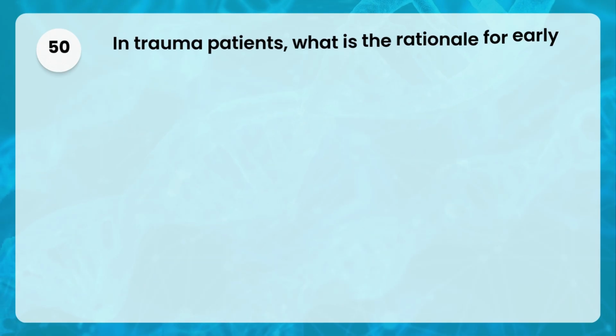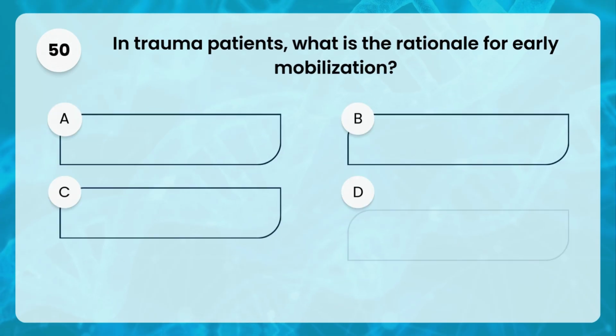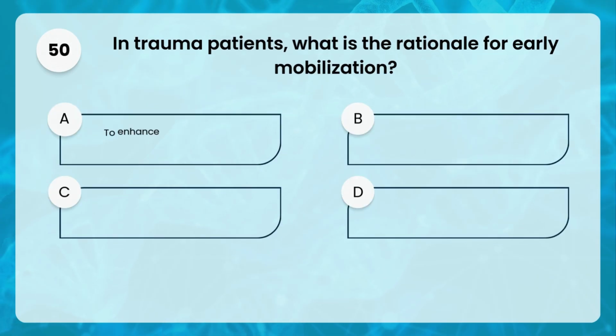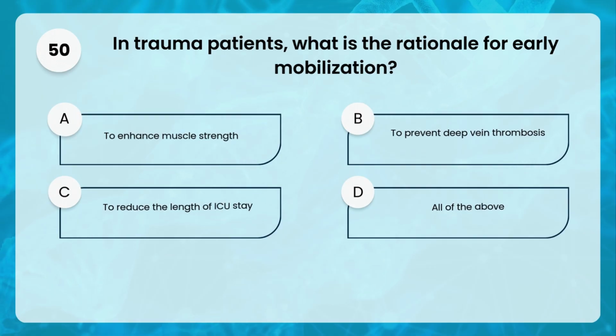50. In trauma patients, what is the rationale for early mobilization? A. To enhance muscle strength. B. To prevent deep vein thrombosis. C. To reduce the length of ICU stay. Or D. All of the above.